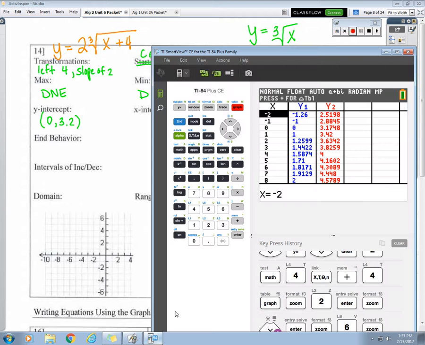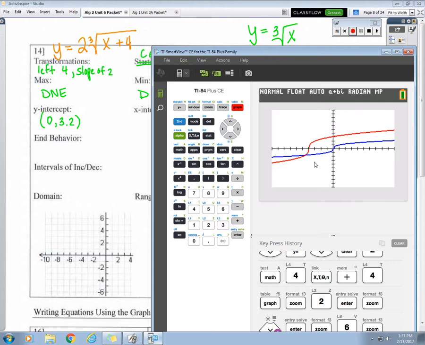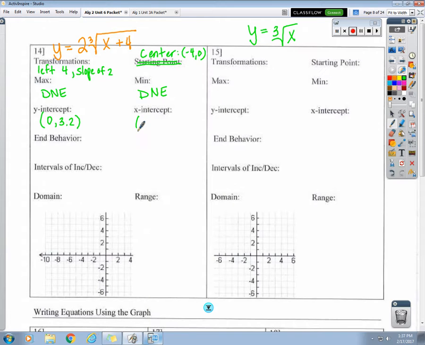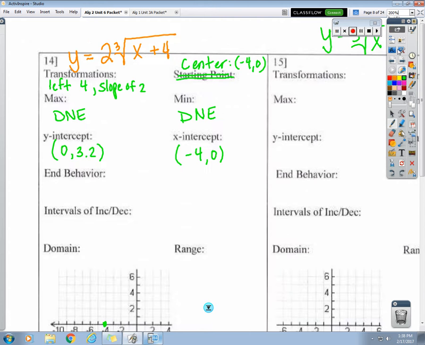Okay, where is the x-intercept? -40. Okay, now let's sketch it. We have a center at -40. And then, without even looking at the table, look what I can do. Let me zoom in a little so you can see it better.